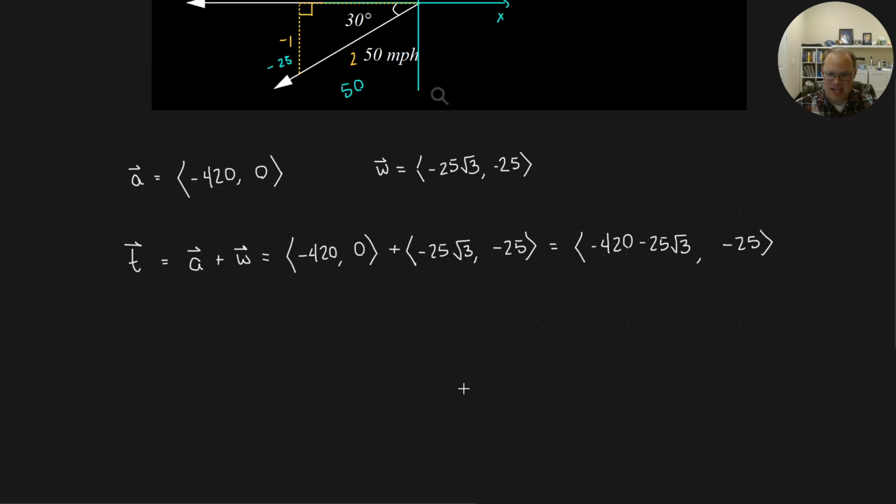Okay, now this is nasty enough that we want to use a calculator for this. So that's what we'll do. But let's set it up. This is going to be the square root of this guy squared, negative 420 minus 25 root 3, squared, plus the other component squared.